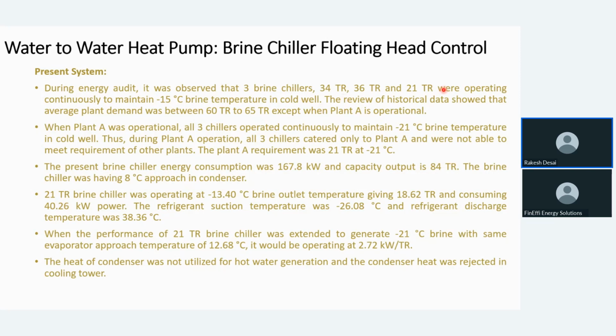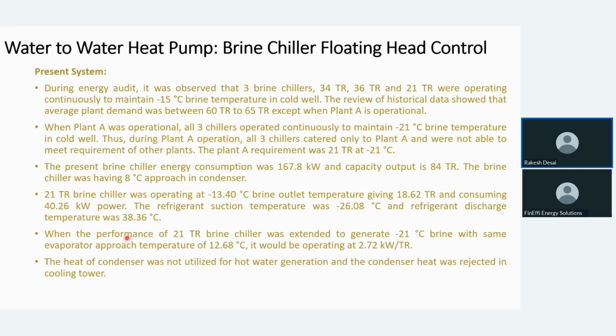This 21 TR chiller was operating at -13.4 degrees centigrade, and output was 18.62, again against 21 TR. Even though it was designed for -21 degrees centigrade, it was operating at -13.4, so its output was lower, not 21 TR but 18.62 TR, and it was consuming 40.26 kW power. The refrigerant suction temperature was -26.08 and discharge was 38.6. You see the approach on the evaporator side also, -26 to -13, so it was around 13 degrees centigrade approach on the evaporator side.